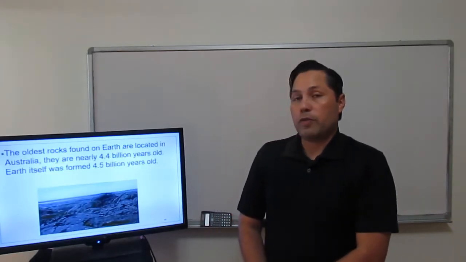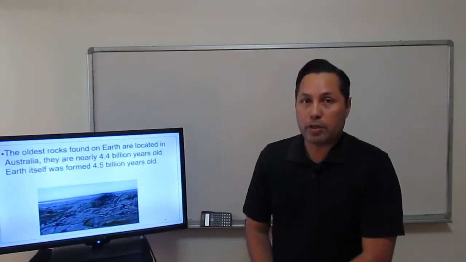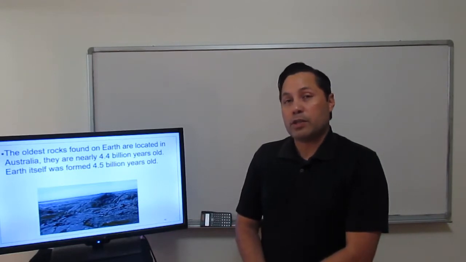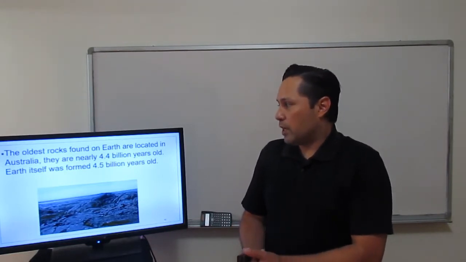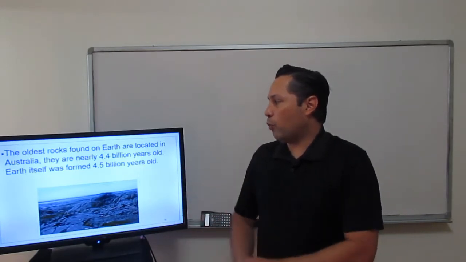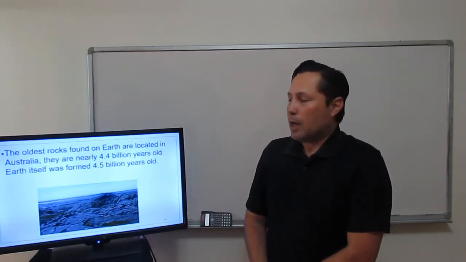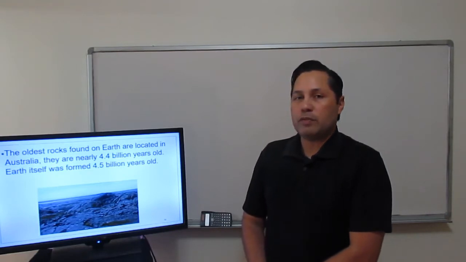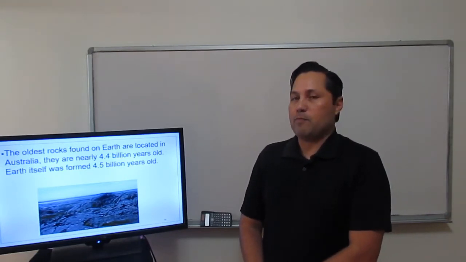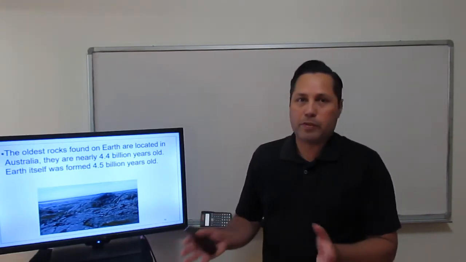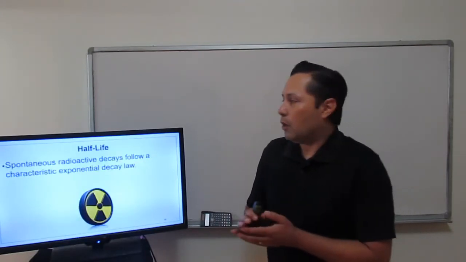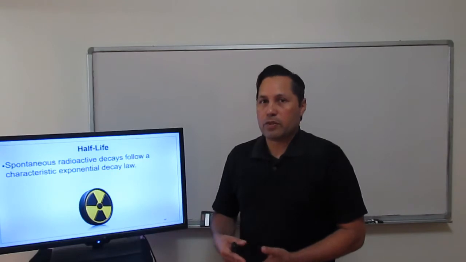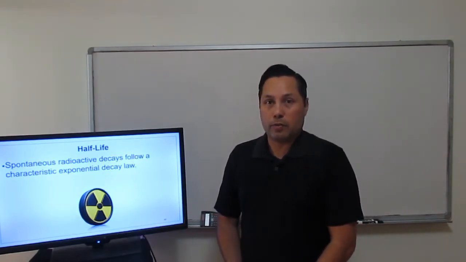Now, the oldest rocks found on Earth are in Australia, though Canada has recently claimed that they have older rocks. Australia has rocks that are about 4.4 billion years old. The Earth itself is believed to be somewhere around 4.5 billion years old, give or take 50 million years. How is that determined, though? The answer is half-lives. That's how the age of our planet was determined.